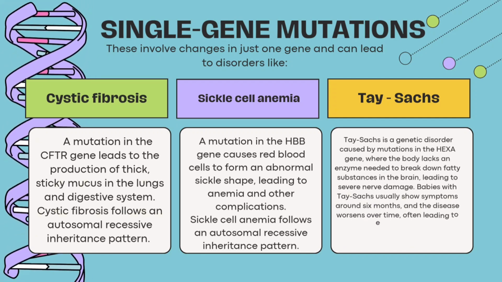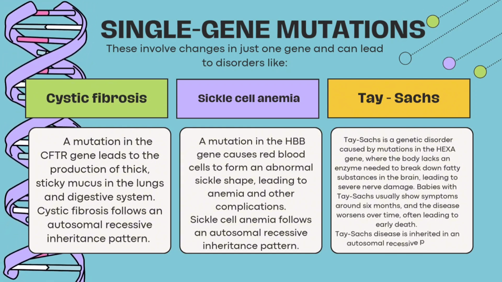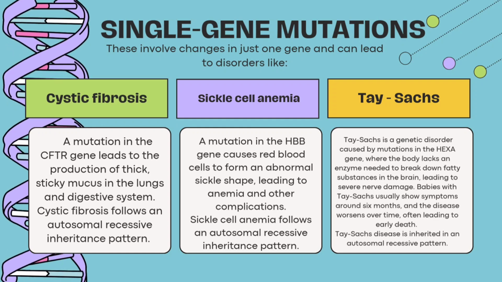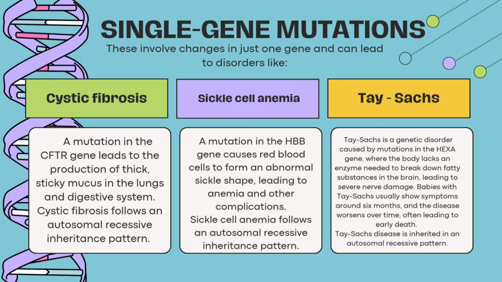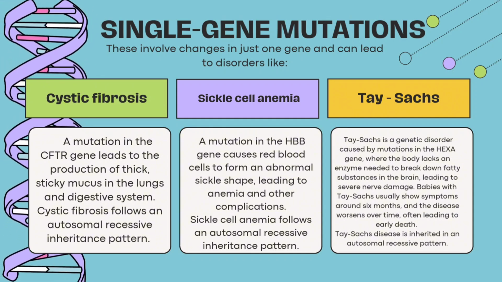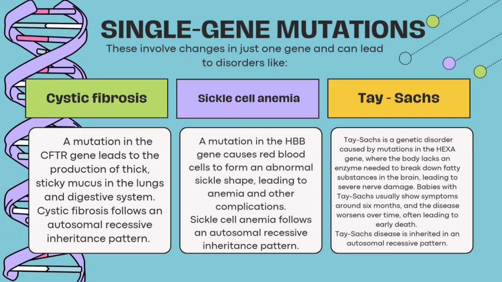Cystic fibrosis results from a mutation in the CFTR gene, causing thick mucus to build up in the lungs and digestive system, leading to breathing and digestive issues. It is inherited in an autosomal recessive manner, meaning both parents must carry the gene mutation for a child to be affected. Cystic fibrosis follows an autosomal recessive inheritance pattern.